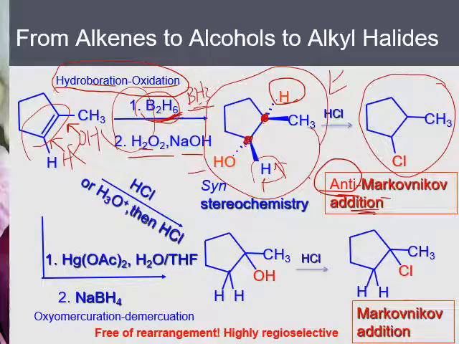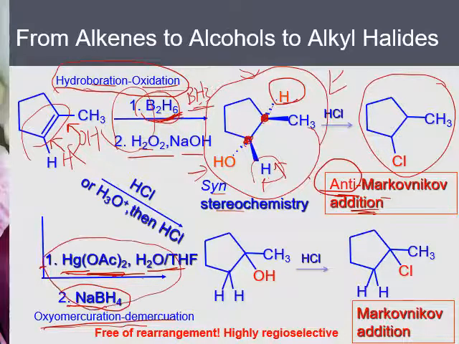Also note that the hydroxy and the hydrogen you added are on the same side. It's called syn addition. So that's method 1, hydroboration oxidation. Now method 2 is called oxymercuration demercuration. So you also combine two steps. Step 1, you add mercury acetate, in water and THF solution. That's the first step. Followed by the second step, sodium borohydride.